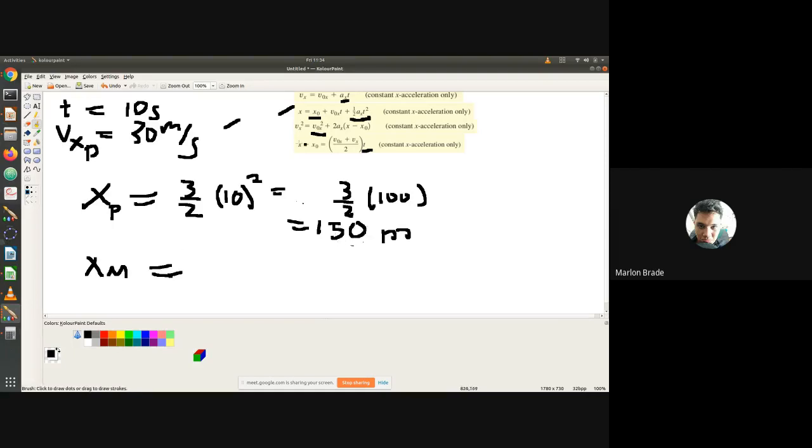Okay? So for the motorist, the x naught of the motorist is 0. The v naught x is 15, right? 15 meters per second is the initial velocity. The time is 10. But the last term, 1/2 ax t squared, is 0 because the motorist is moving at a constant velocity. So therefore, this is also 150 meters. Obviously they should be equal because it is a pursuit. Same distance from the school crossing corner.